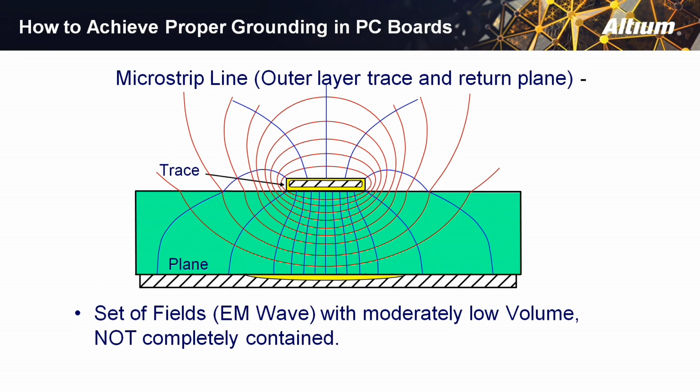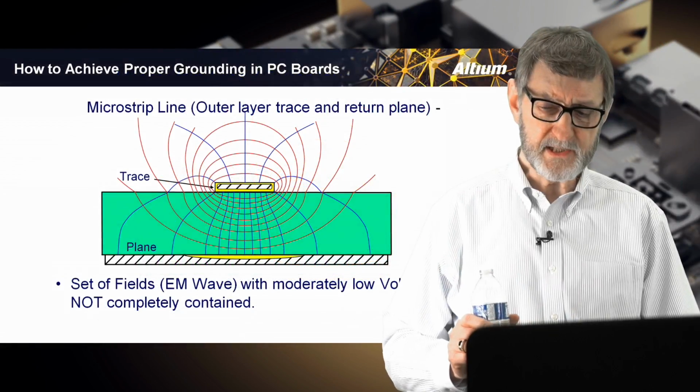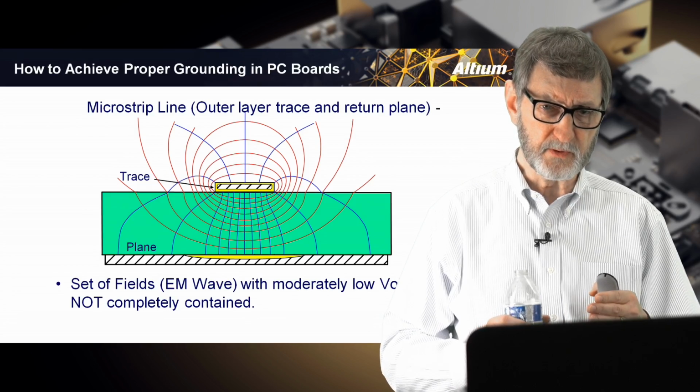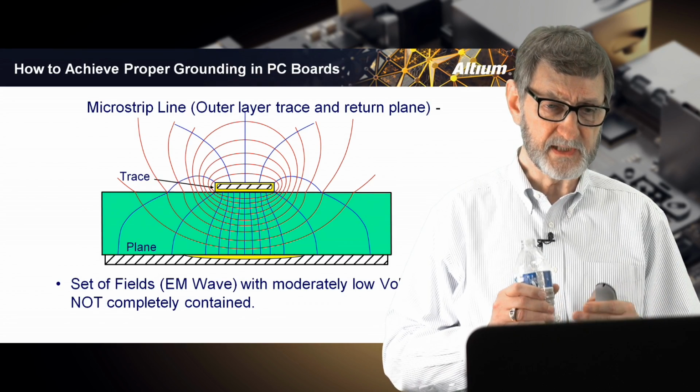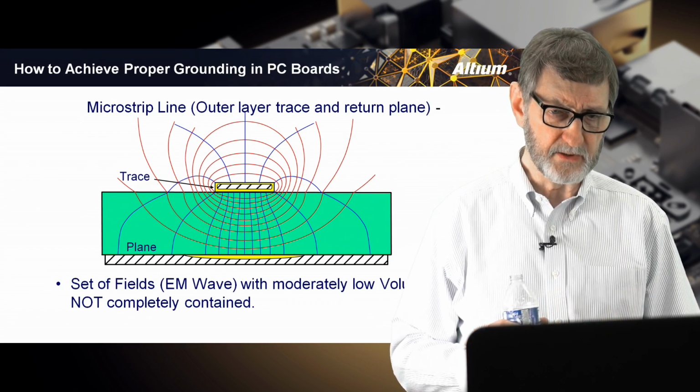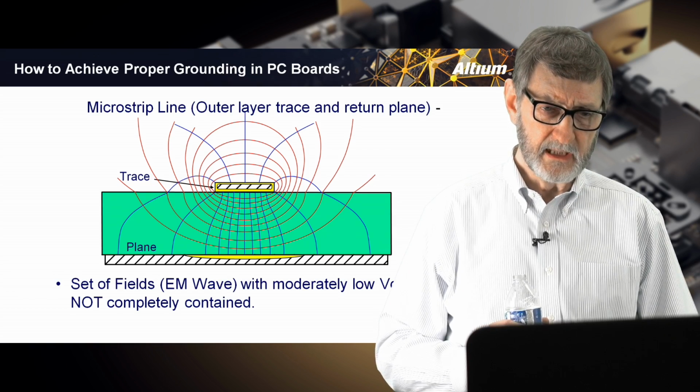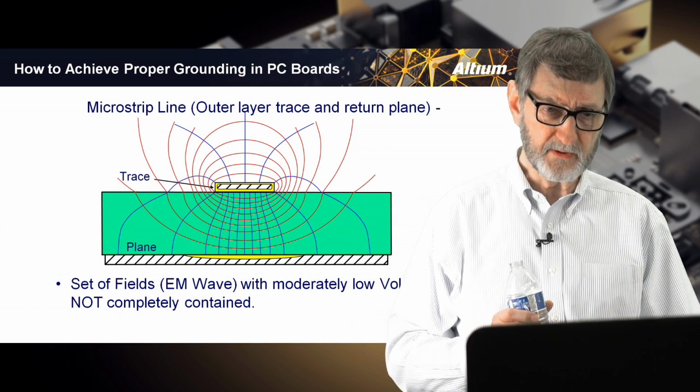This is an outer layer trace. You can see this is a simulation done in a very well-known tool, as was the previous picture. And it shows that the fields on the outer layer are not as well contained. One of the reasons we tend to use inner layers for extremely critical signals is because of containment of fields, containment of energy. Very sensitive analog signals, very high-speed signals.